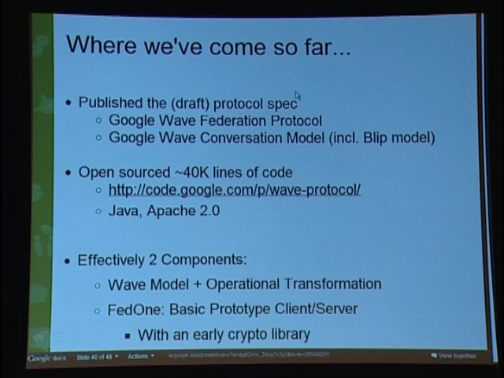What we've done so far with federation, we published the draft protocol specs for the Google Wave Federation protocol. We have a Google Wave conversation model, including a bleep model, which is important for concurrency control. We open sourced about 42K lines of code, effectively consisting of two components: the wave model from operational transformation and a basic prototype of the client server that you can use as a reference implementation.